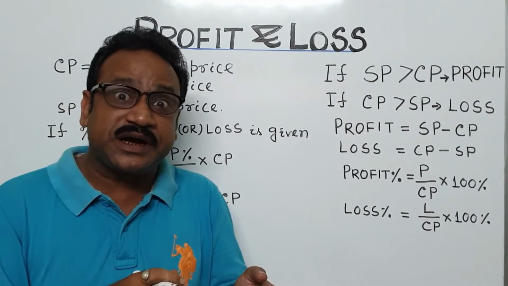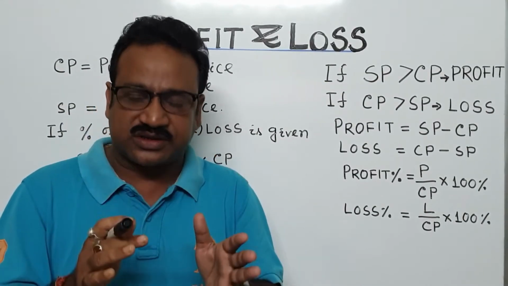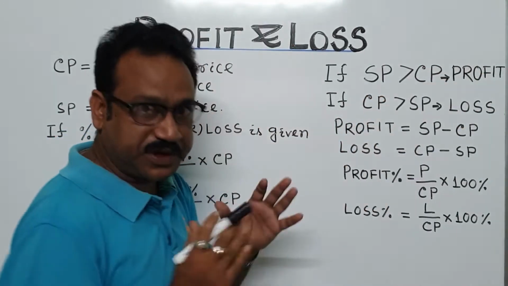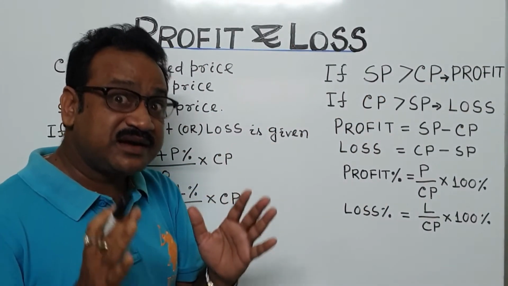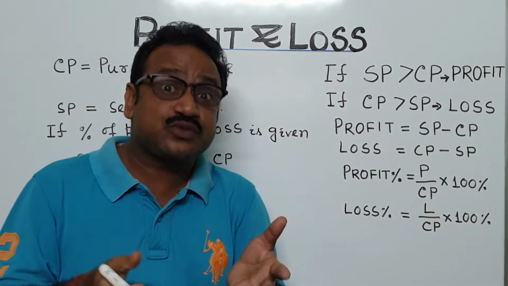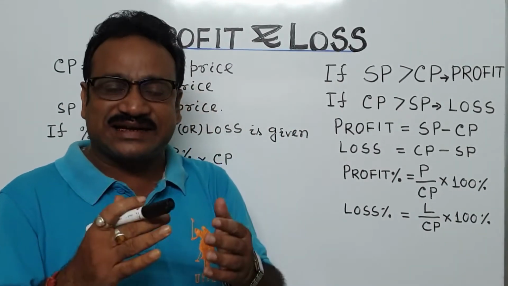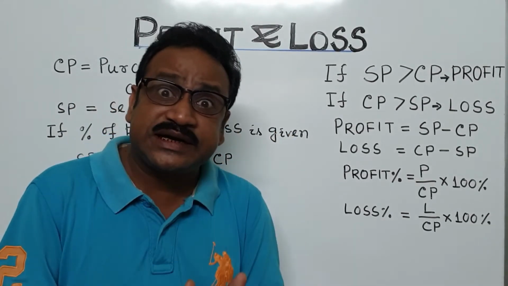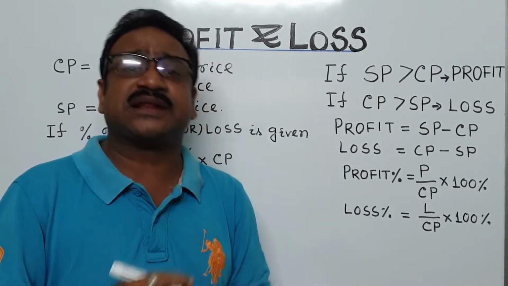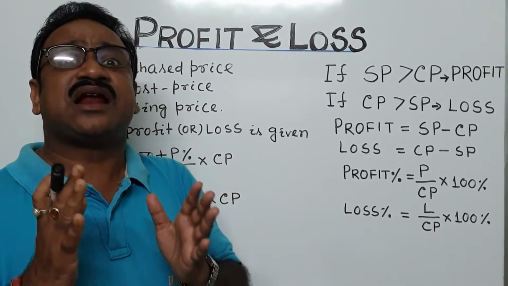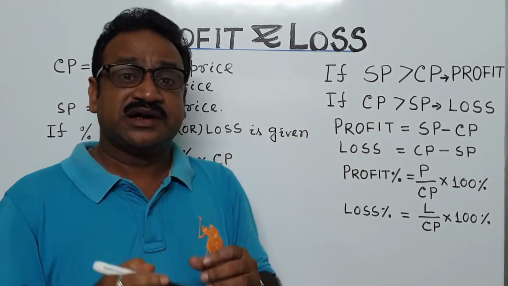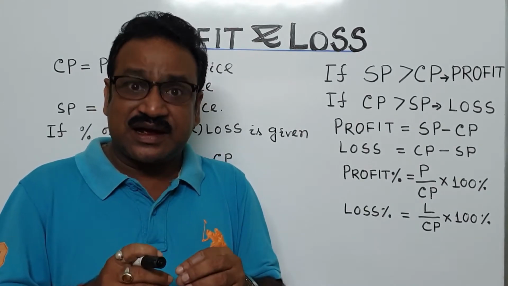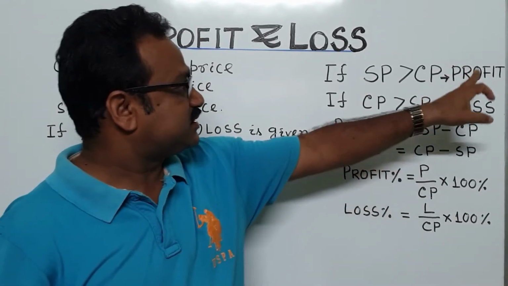Then when profit and when loss. So मुनाफा: SP greater than CP, profit. If we sell it at a higher price than the price at which we purchase the thing. Suppose you purchase a thing at rupees 10, sold it at rupees 15. 10 रुपया में खरीदा, 15 में बेचा, तो profit या loss? Profit. So similarly, if you have purchased the thing at less price and sold it at higher price, then profit.